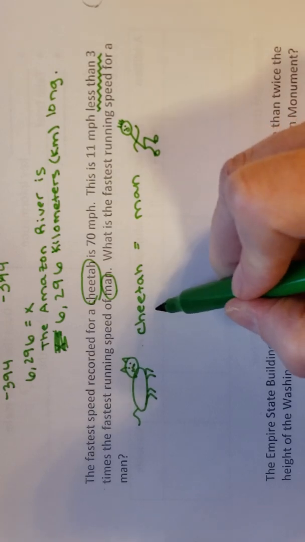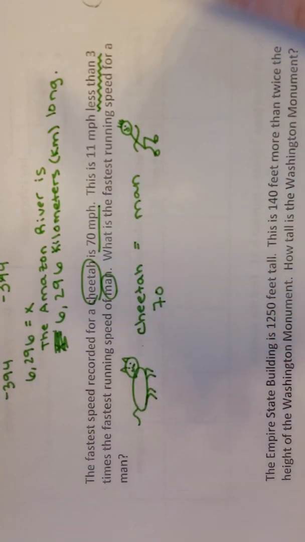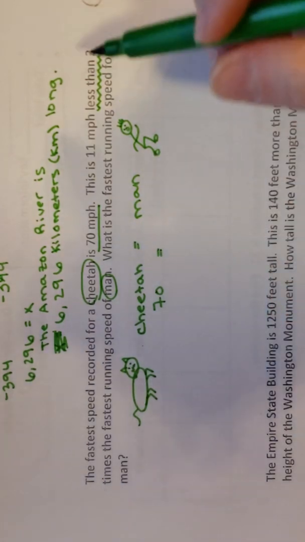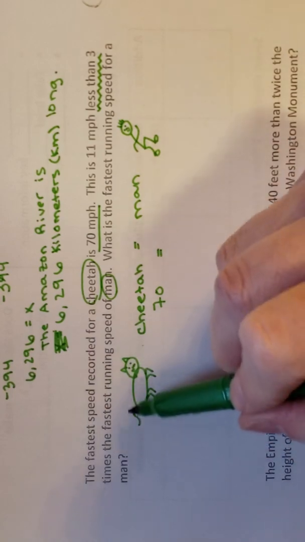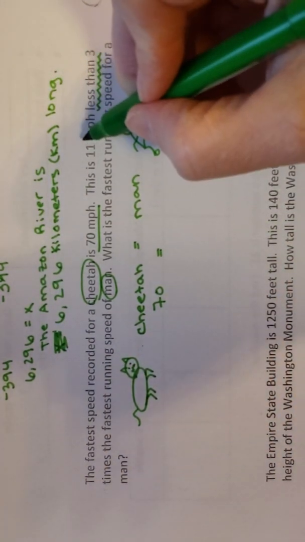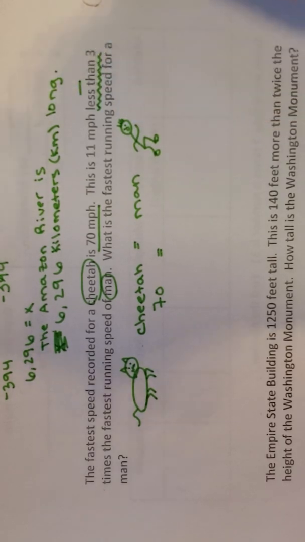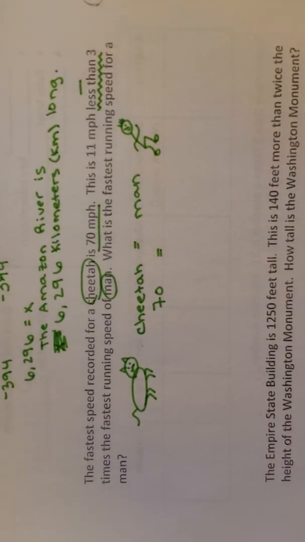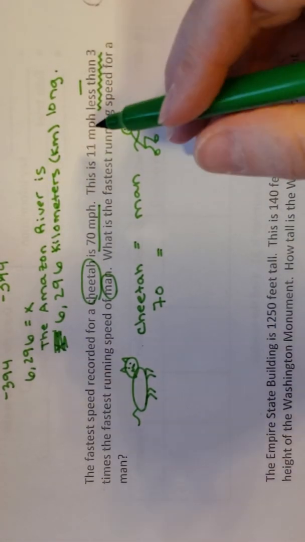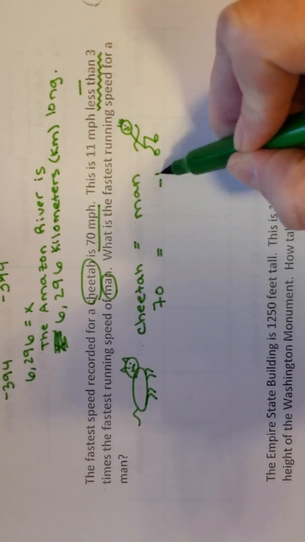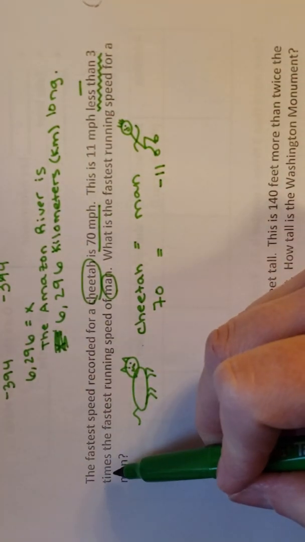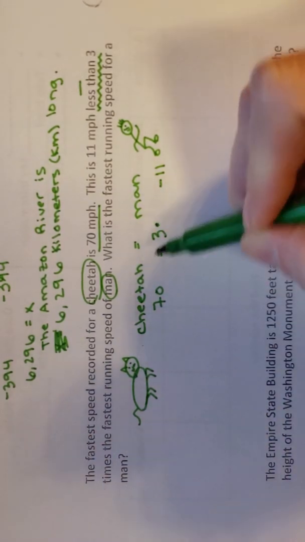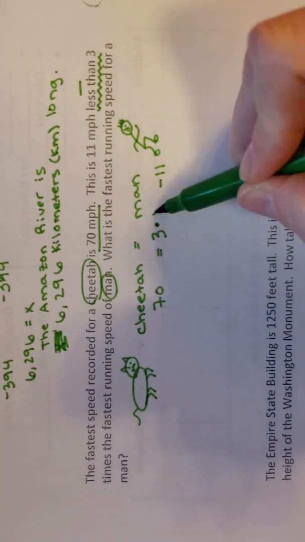Let's see. Cheetah is 70 miles per hour. This is 11 miles per hour less than 3 times the fastest running speed of a man. So "11 less than" is a subtraction phrase, but 11 needs to be less than something else, right? If I said I have $5 less than you, I would need to know how much money you have to determine how much money I have. So this "11 miles per hour less than" is an order changer. The negative 11 actually comes at the end, and it's less than 3 times the running speed of a man, which is what we are trying to find.